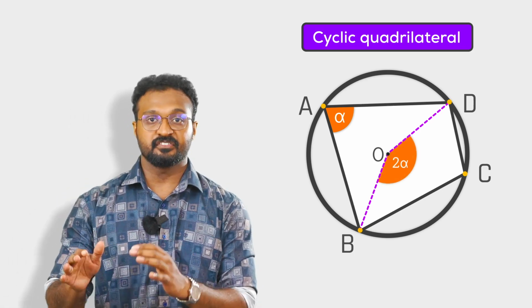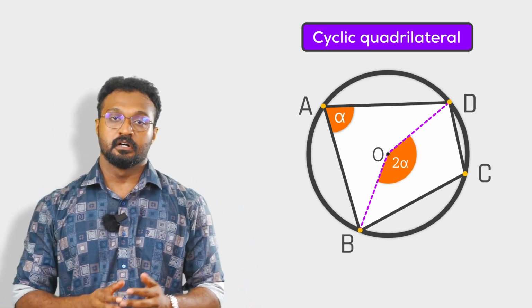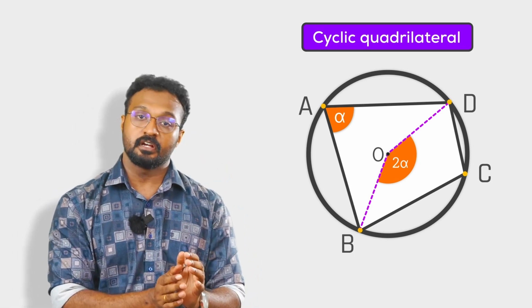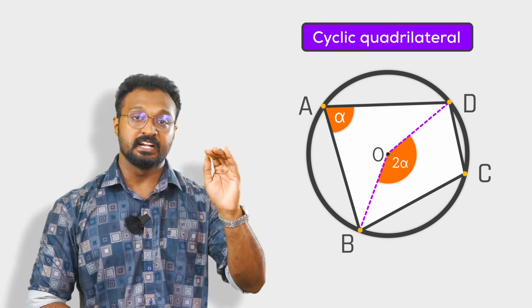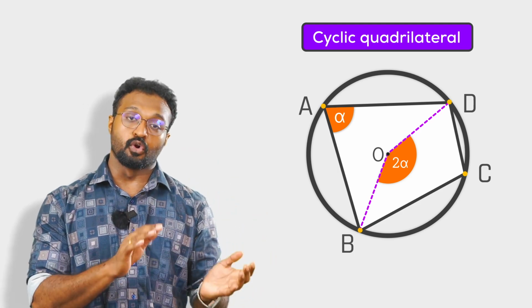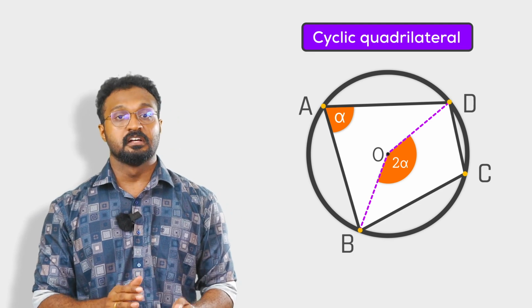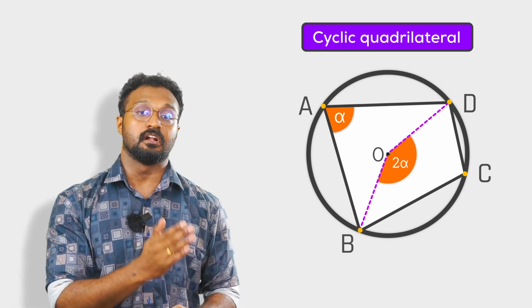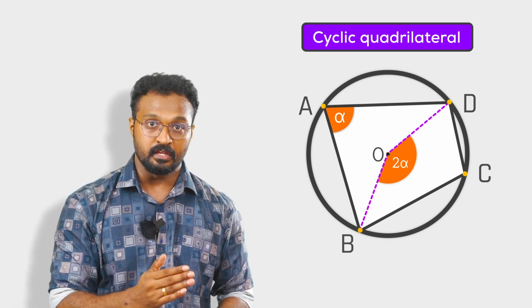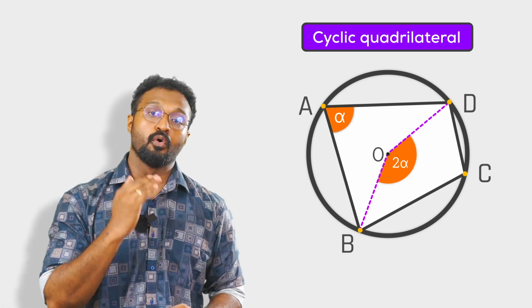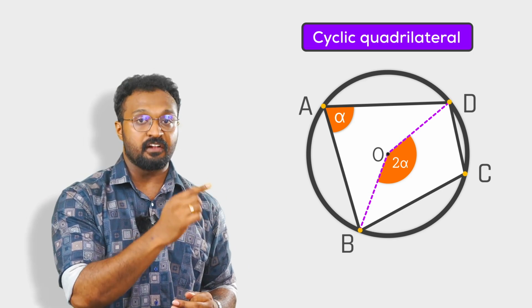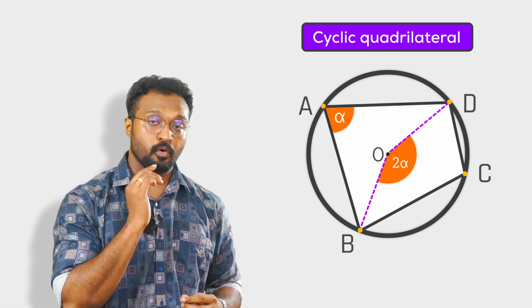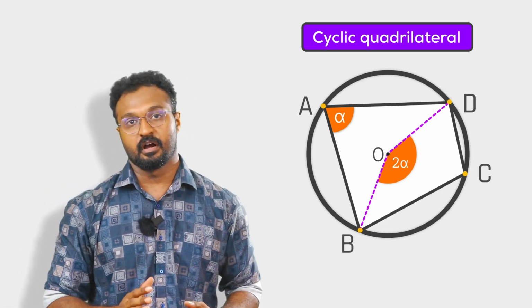So, relating that to the figure shown here, the angle alpha subtended at the point A on the circumference of the circle, which means angle DAB, is equal to half of the angle subtended at the center of the circle, which is angle DOB. Which means angle DOB is equal to 2 into angle DAB, which is alpha, which means angle DOB is equal to 2 alpha.